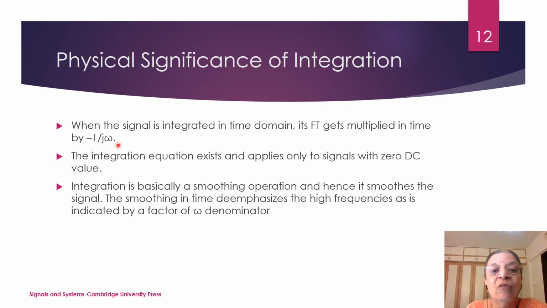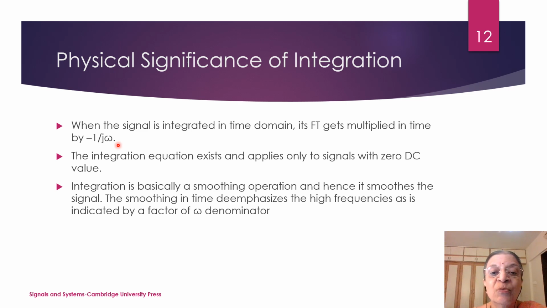The integration equation exists and applies only to signals with 0 DC value. So the DC component is not there, that we are assuming, which means omega is not equal to 0. Otherwise 1 upon j omega will tend to infinity.